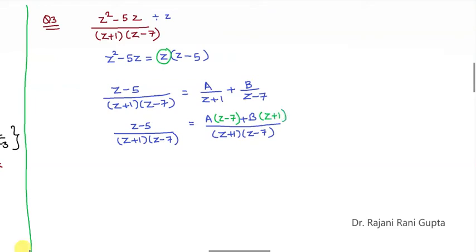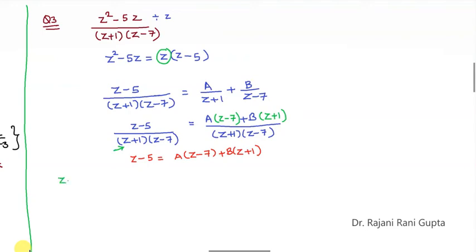Now we compare the numerators. z minus 5 equals a times (z minus 7) plus b times (z plus 1). Now again we have two constants a and b, so we have to substitute two different values for z. So again we get those values from here.